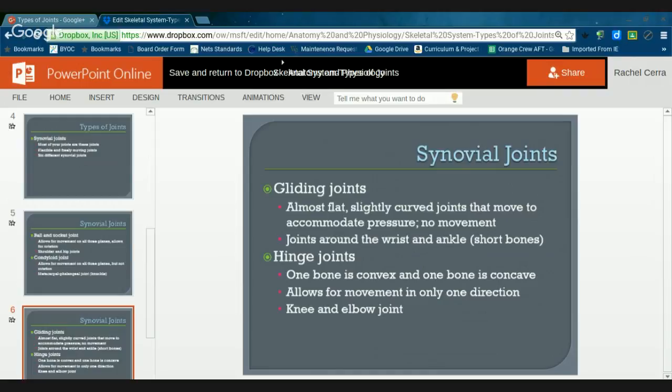Okay, your gliding joints are going to be the next one. With these, yes, they move, but they're more there to basically provide some pressure release, I guess. Basically, it's where your wrist is. So it's the joints between your carpals.